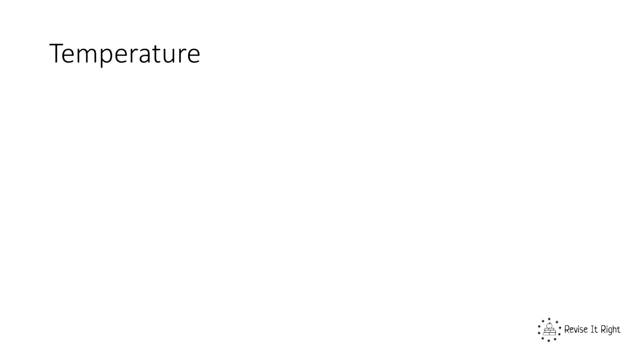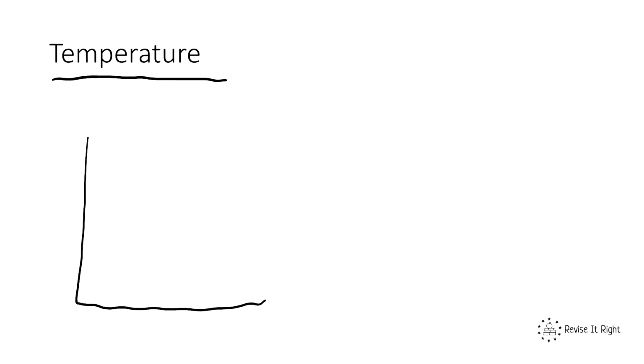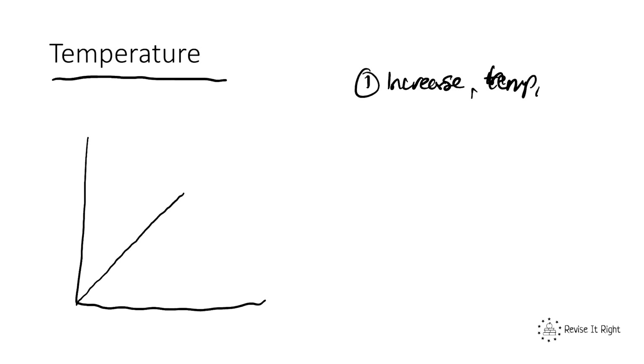And finally, we've got temperature, which is always quite similar. Let's talk you through temperature now with another graph. Just like the others, as we initially increase the temperature, we are increasing the rate of photosynthesis.